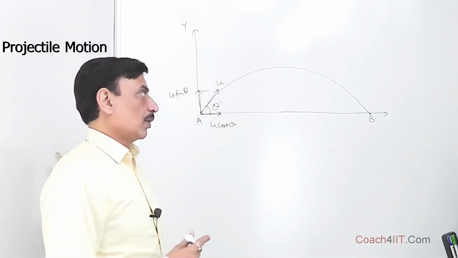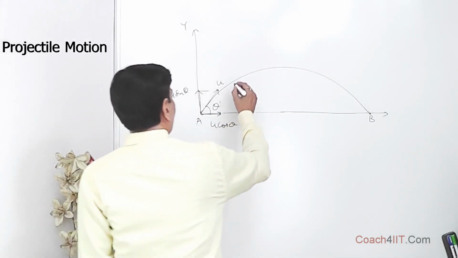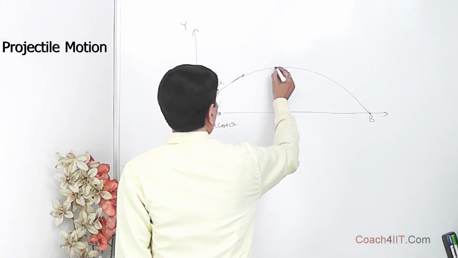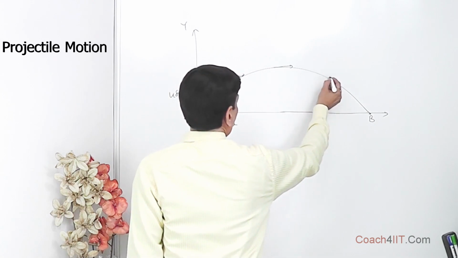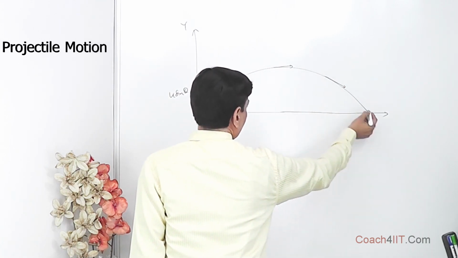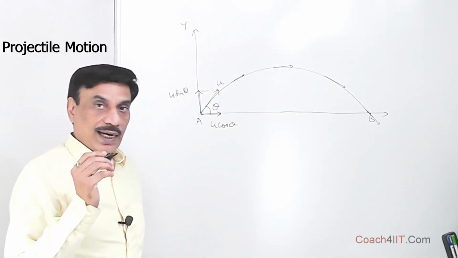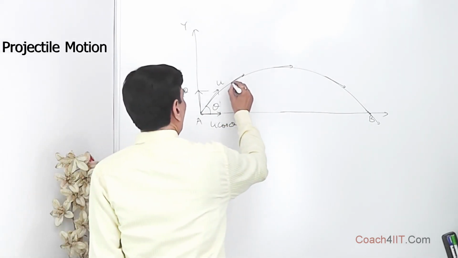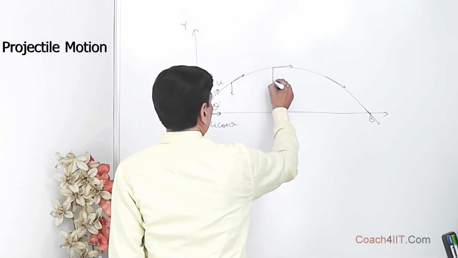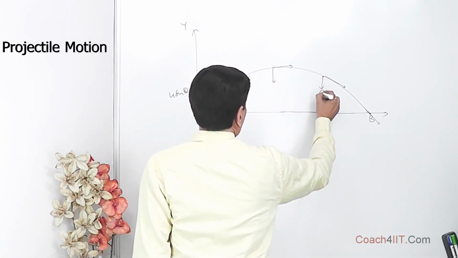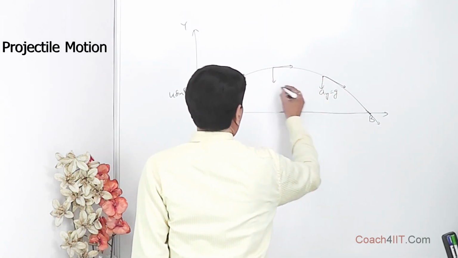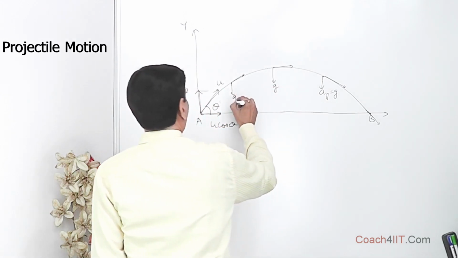Like over here, when the body is going like this, its velocity is always tangent to its trajectory. Velocity is over here, velocity is over here, tangent to the path in this direction, tangent to the path in this direction. Whereas the acceleration vector is always vertically down. Acceleration is g in the downward direction.